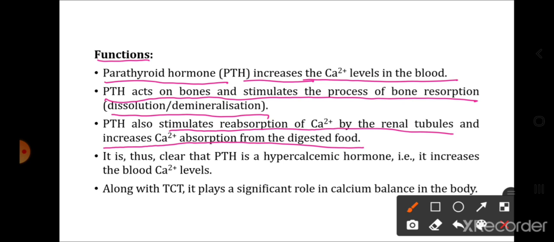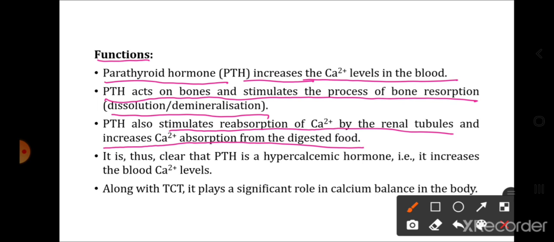फिल्ट्रेट में से जो किडनीज में फिल्ट्रेट होता है, वो फिल्ट्रेट में से कैल्शियम के रीएब्सॉर्प्शन को इंक्रीज करेगा, जिसकी वजह से कैल्शियम का लेवल इंक्रीज होगा. एंड अनदर थिंग इट डज इज फूड में से कैल्शियम का रीएब्सॉर्प्शन या कैल्शियम का एब्सॉर्प्शन इंक्रीज करेगा. सो ऑल दिस कंडीशन, दैट इज बोन रिसॉर्प्शन, then another one is reabsorption of calcium by renal tubules, absorption of the calcium from the digested food.